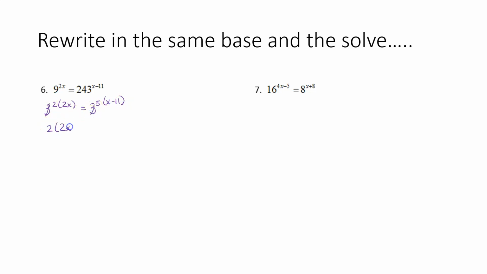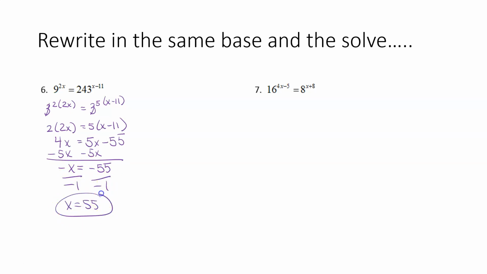I have 2 times 2x equals 5, quantity x minus 11. 2 times 2x is 4x. 5 times x is 5x. 5 times negative 11 is negative 55. I'm going to subtract 5x from both sides, so that leaves me a negative x over here equals negative 55. Divide by negative 1, and we have x is 55.